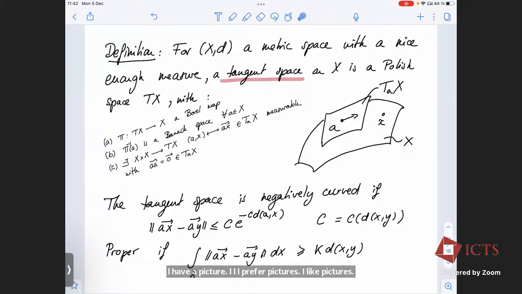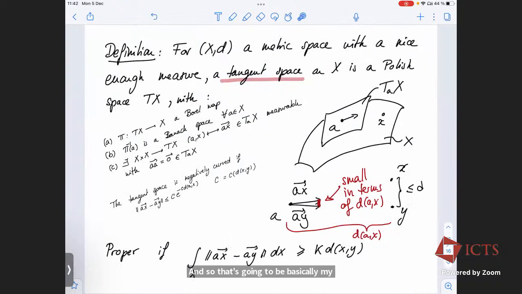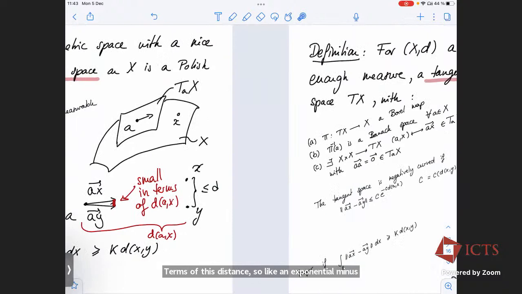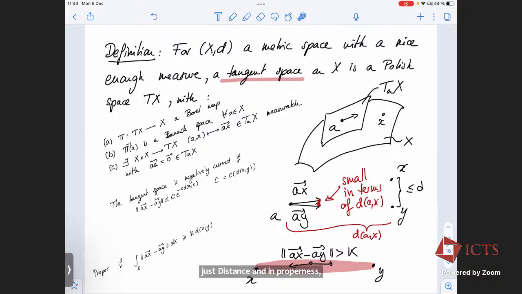Okay, so basically here I have my metric space, and I want to put a Banach space on top of every point. And that's going to be basically my tangent space. The negative curvature here is exactly what I was telling you: if I'm somewhere and I point towards two points that are not too far from each other, but pretty far from the place you point from, this difference should be small in terms of this distance, like an exponential of minus this distance. And properness means really that you want this tangent vector to point in opposite directions when you're on the geodesic between two points.